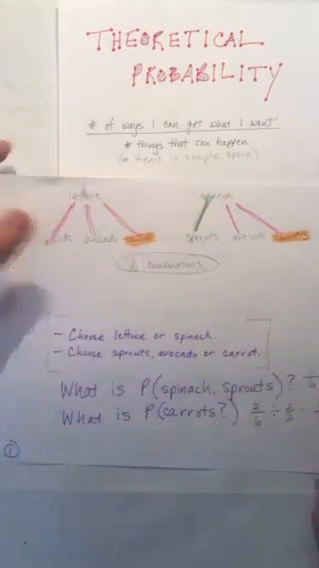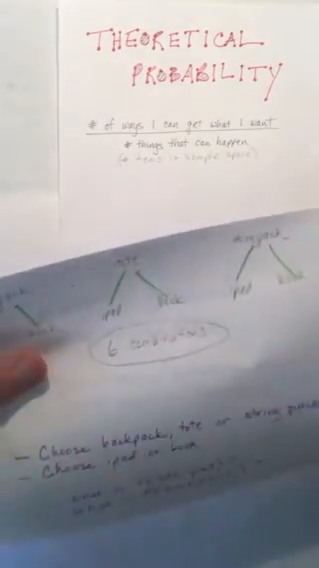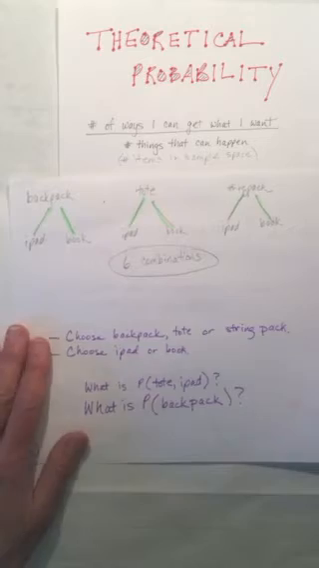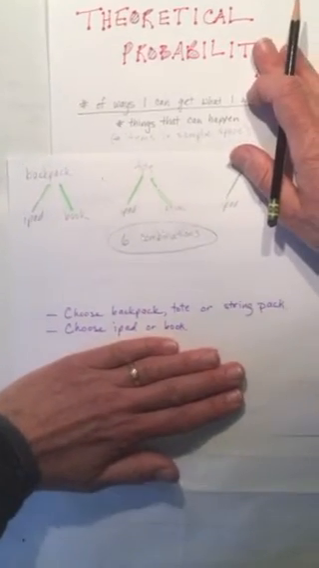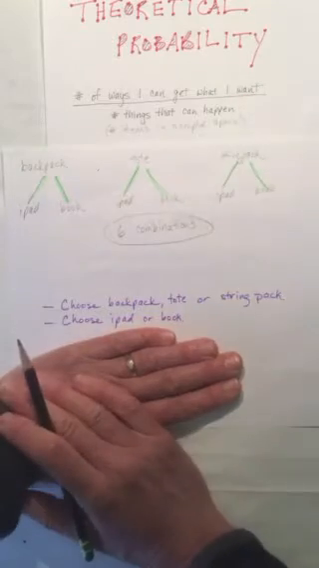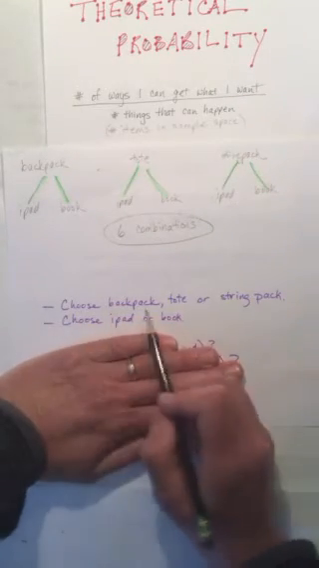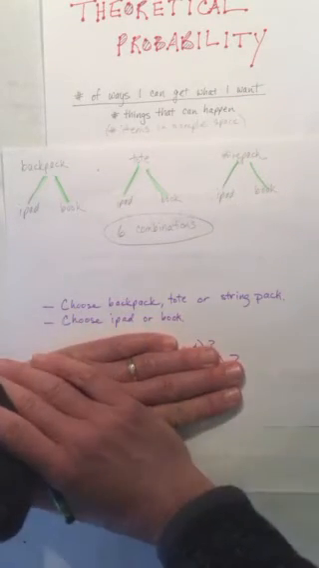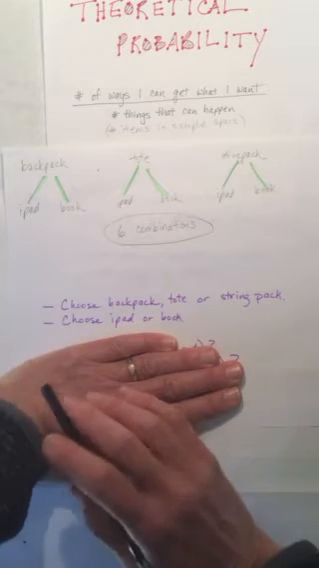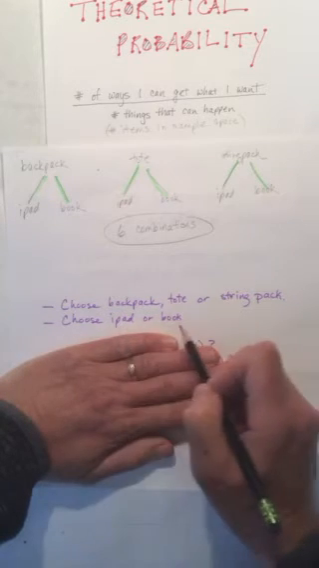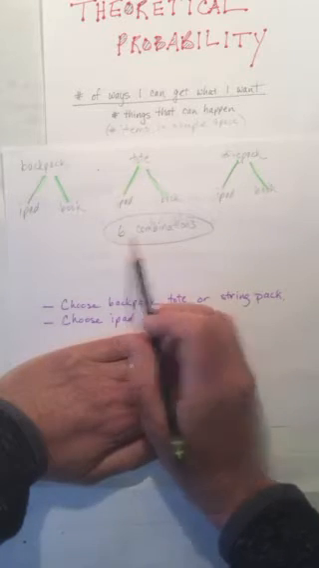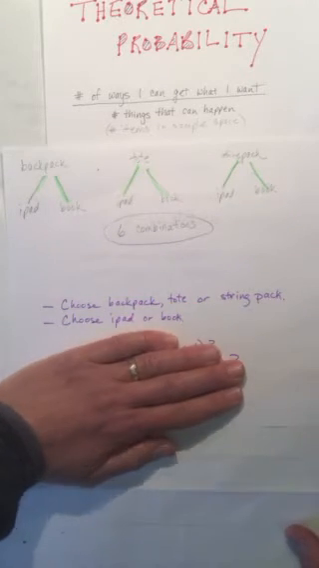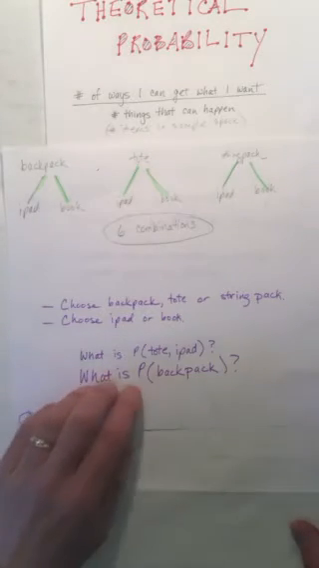Terrific. Let's look at the second sample we did yesterday. And here it is. So our original directions said to choose a backpack, a tote, or a string pack, and to choose an iPad or a book. And we found that we had 6 combinations again. So let's figure out some of this probability.